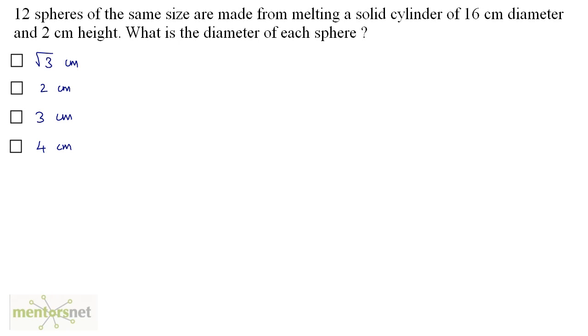12 spheres of the same size are made from melting a solid cylinder of 16 cm diameter and 2 cm height. What is the diameter of each sphere? So this whole solid cylinder is melted and is converted to 12 spheres. So I can say that the volume of 12 spheres is equal to the volume of the cylinder, isn't it?